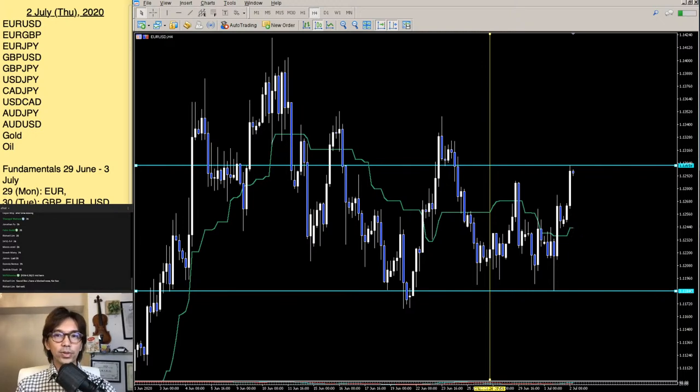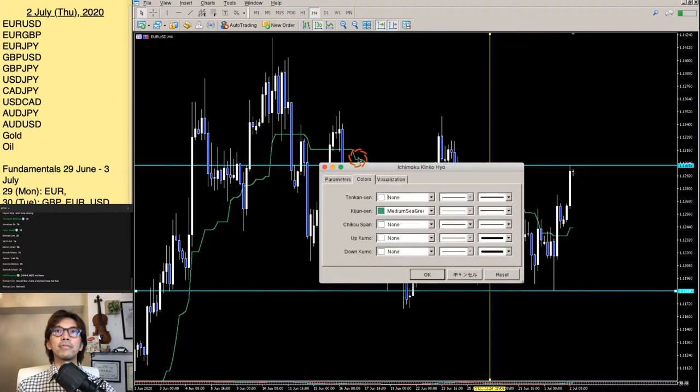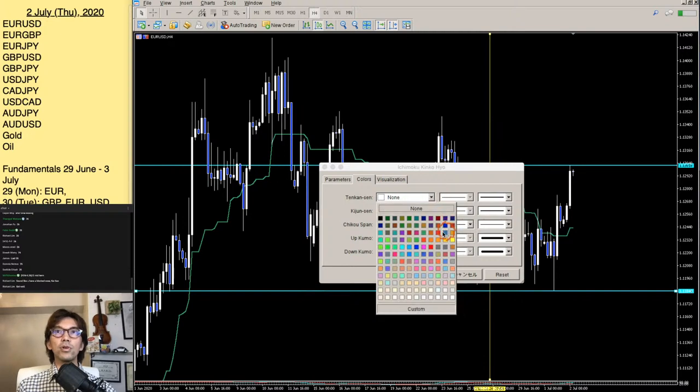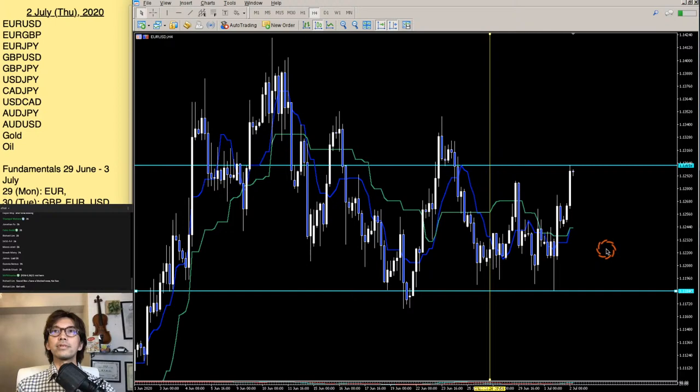Okay, so these are two conditions. So let me show you the Tenkan Sen and the Kijun Sen now. Let me show you the Tenkan Sen, Kijun Sen only. So Tenkan Sen is blue, Kijun Sen is green, and there you go. So here is the Tenkan Sen and Kijun Sen.